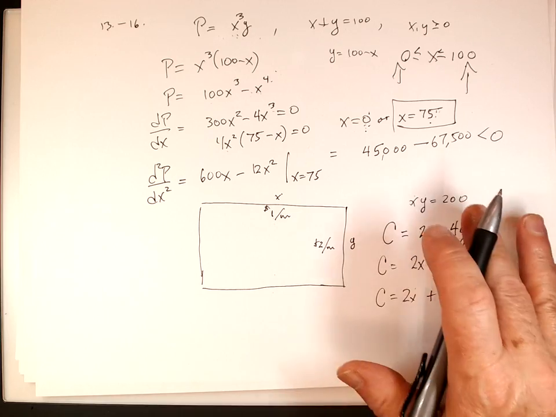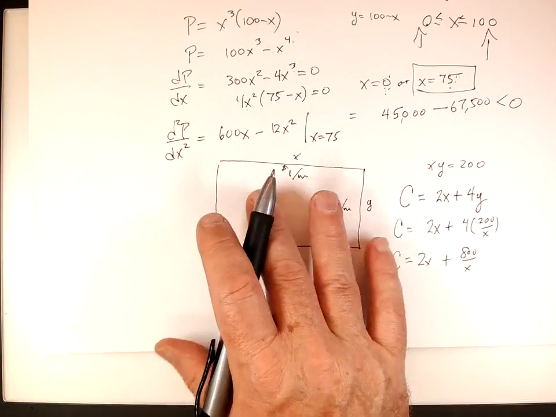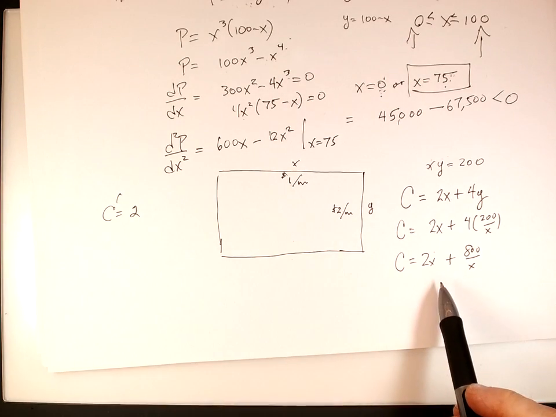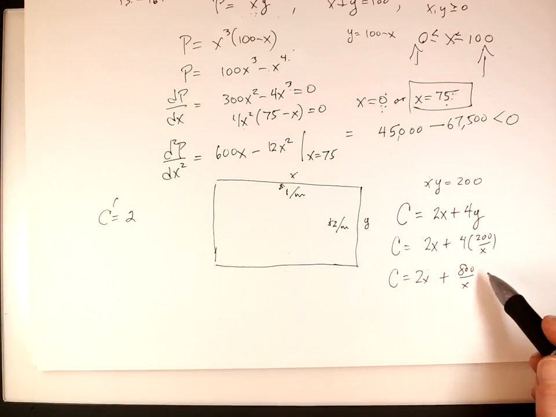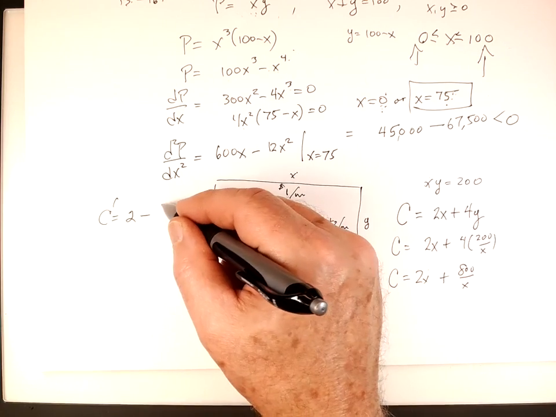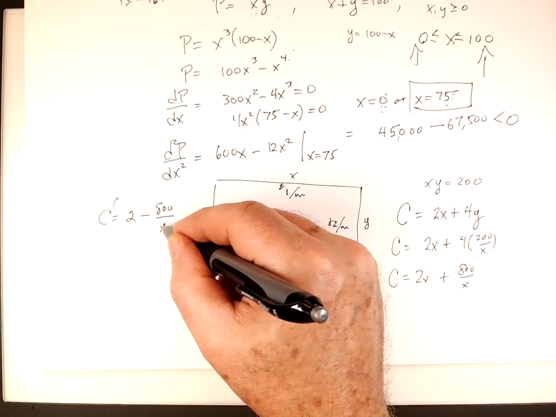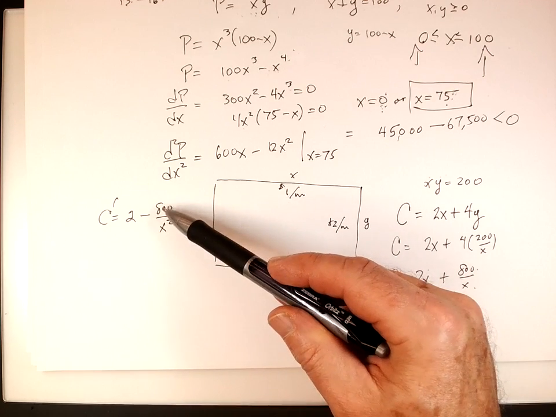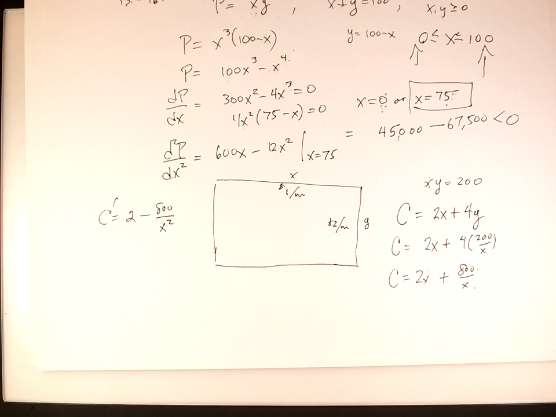Find a critical value. Find a critical value by taking the derivative. Let's do that. The derivative of 2x is 2. Now, 800 over x. The way to do that derivative is to think of it as 800 x to the negative first. The derivative is negative 1 times the 800. That gives you a minus 800 x to the negative second over x squared. The derivative of 800 over x is negative 800 over x squared. It becomes a minus here.